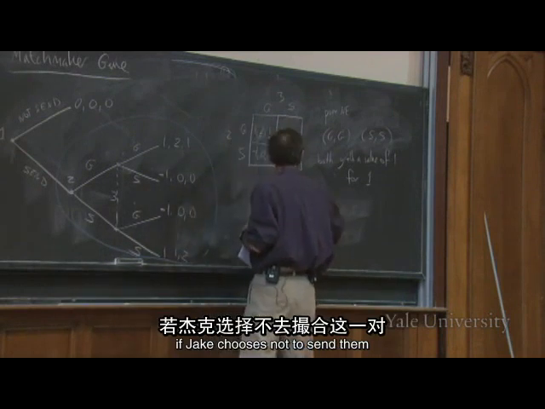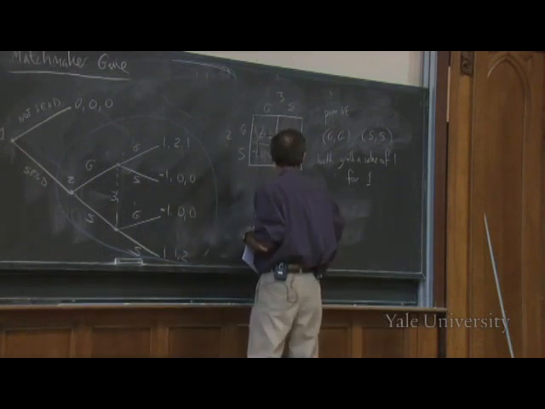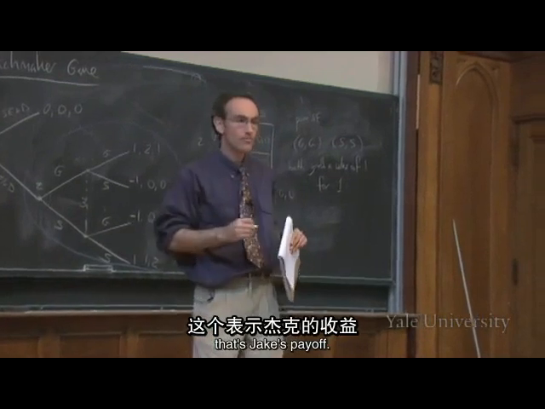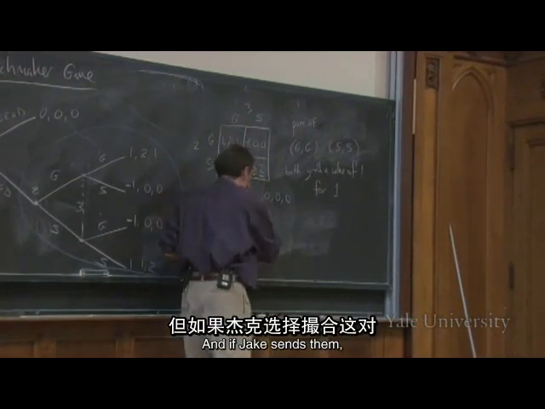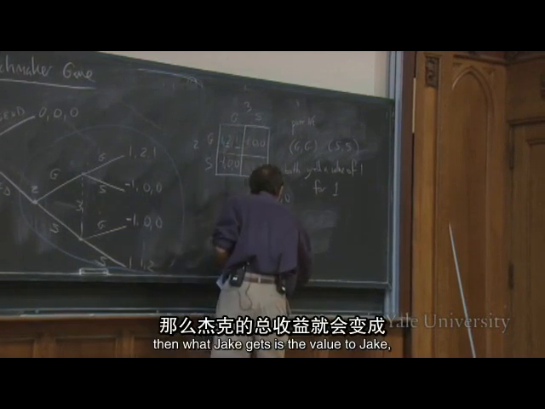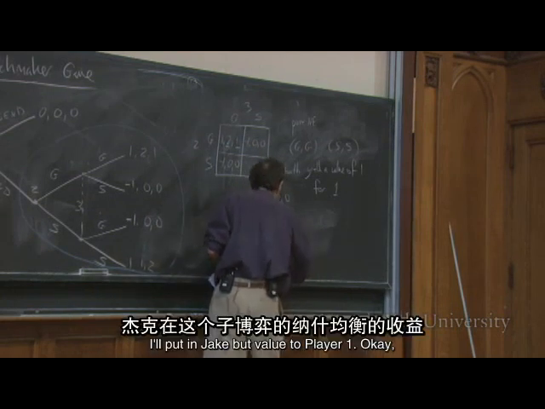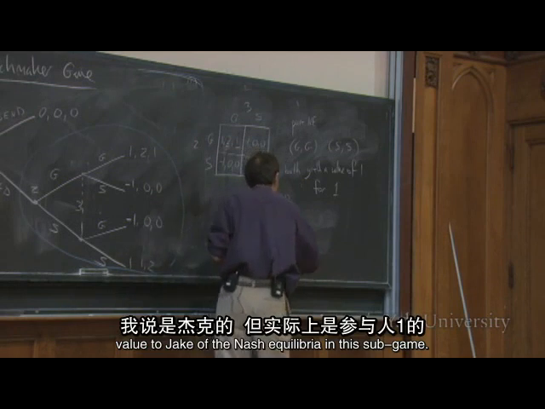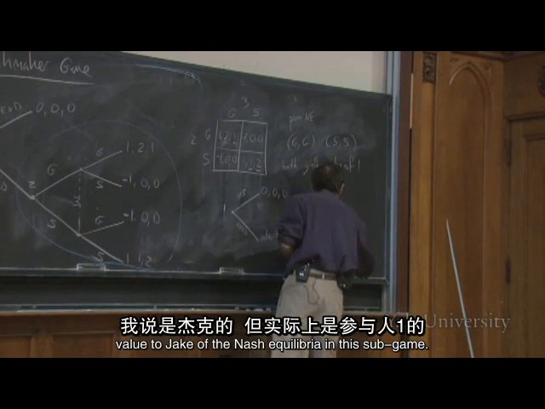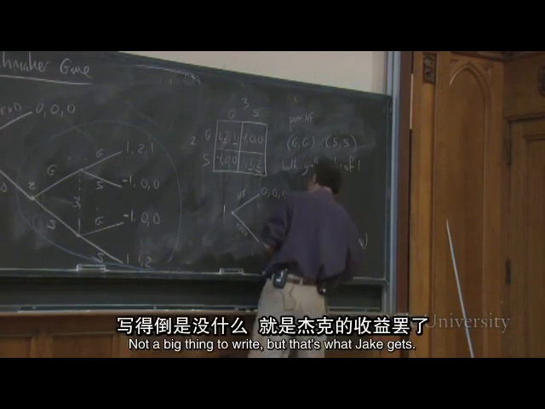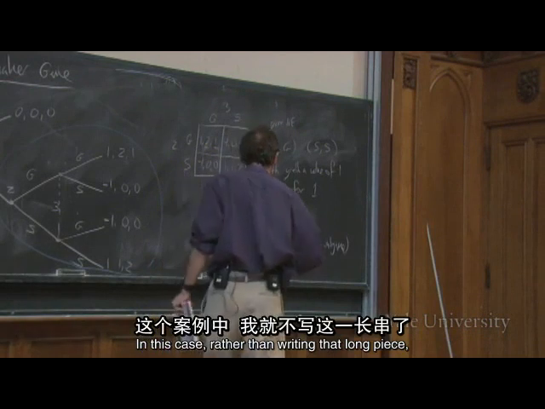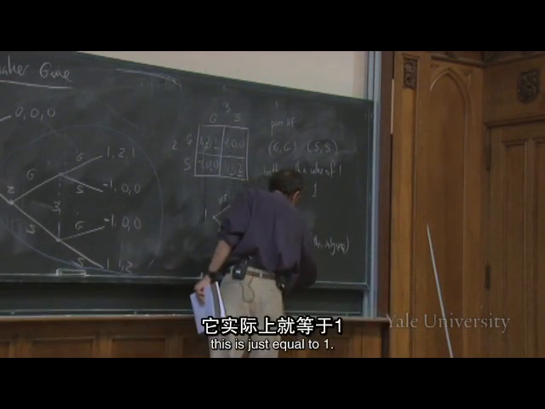If Jake chooses not to send them, then we get 0, 0, 0, but the key part of this is the first 0, that's Jake's payoff. And if Jake sends them, then what Jake gets is the value to Jake, okay, value to player 1, value to Jake of the Nash equilibria in this subgame. Rather a big thing to write, but that's what Jake gets. And the others do too, the others get that as well. And in this case, rather than writing that long piece, this is just equal to 1.